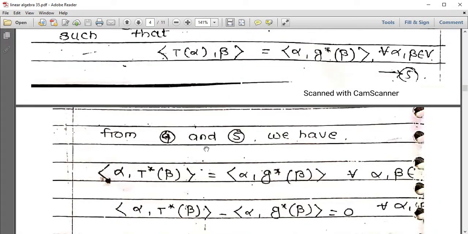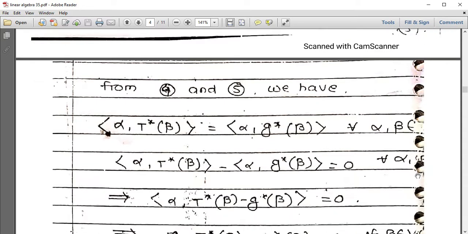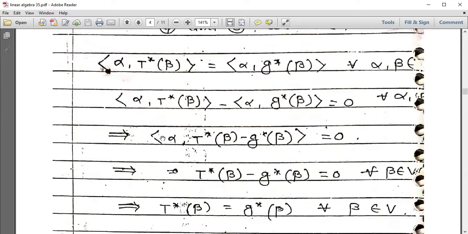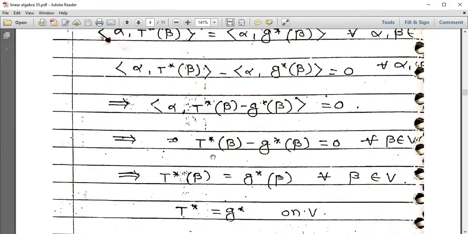Hence, from 4 and 5, we have inner product of alpha and T star of beta is equal to inner product of alpha and G star of beta for all alpha, beta belongs to V. Taking this term to the left side, we have inner product of alpha and T star of beta minus inner product of alpha and G star of beta is equal to 0 for all alpha, beta belongs to V, which implies that inner product of alpha and T star of beta minus G star of beta is equal to 0 by linearity property of inner product space. Hence, which implies that T star of beta minus G star of beta is equal to 0.